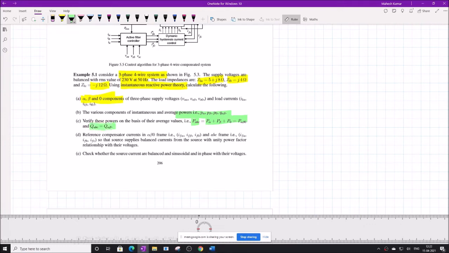Then compute the reference compensator currents IFA, IFB, IFC, or IF alpha, IF0 and IF beta, so that the source supplies the balanced current to the load. So finally the source experiences unity power factor operation, and currents are balanced and sinusoidal, in phase with the voltages. Also check that the currents are balanced after compensation and are sinusoidal in phase with their respective voltages.